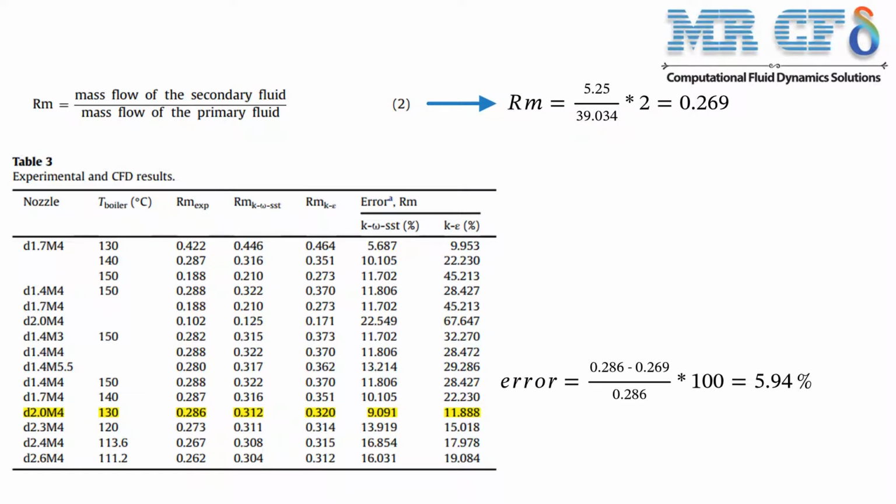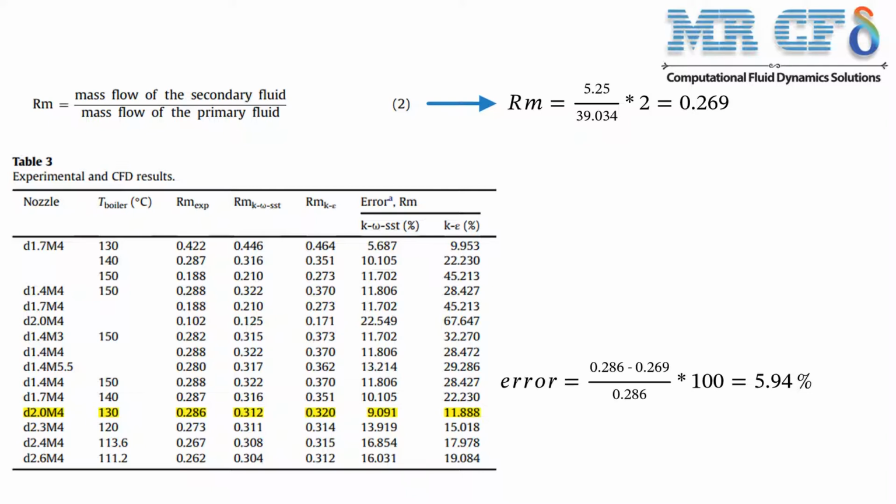Now in this slide, you can see that we have brought to you the second equation implemented in the paper, which calculates the Rm, and the formulation says that the Rm is equal to the mass flow of the secondary fluid over the mass flow of the primary fluid. In order to calculate the Rm, we calculated the mass flow rates on each of the secondary and primary inlets, and we have multiplied this value by 2 since we had only modeled half of the ejector, so in order to correctly calculate the Rm value, we just have to multiply the calculated value by 2.